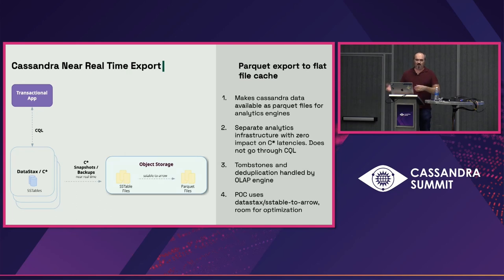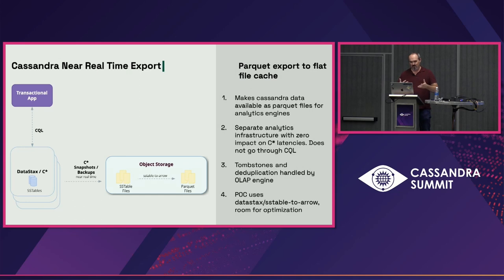So we have to export the data from Cassandra to an open format. We happen to choose Parquet. So Seb and the team at Voltron built this near real-time export process. It makes the Cassandra data available as Parquet files for analytic engines like DuckDB or Theseus, on separate analytics infrastructure with zero impact on Cassandra latencies. It doesn't go through CQL, so this is a separate process. The tombstones and deduplication are handled on the OLAP engine, so this thing is pretty lightweight. It doesn't have to handle those types of things.